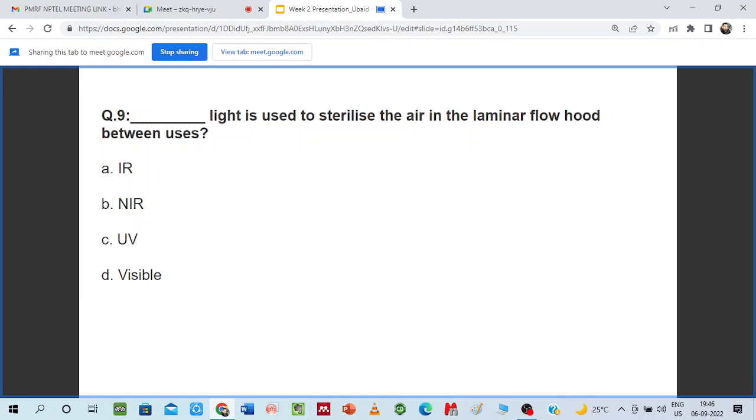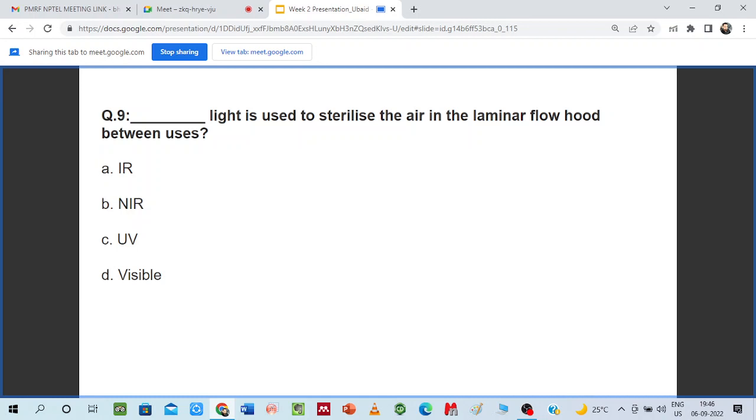So why is it necessary to use the UV between uses? Between uses means if one person is doing some procedure in the cell culture, and after that another person wants to use the cell culture hood, then in between, the UV is given to the cell culture hood for 15 to 20 minutes.